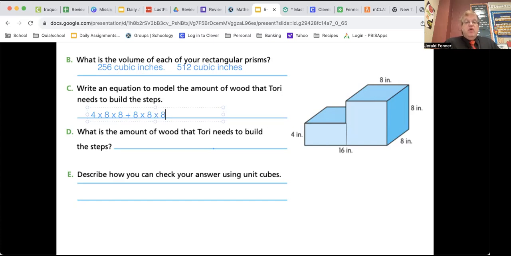What is the amount of wood that Tori needs to build the steps? We have to add these two amounts together. So 512 plus 256 is going to equal 768 cubic inches.